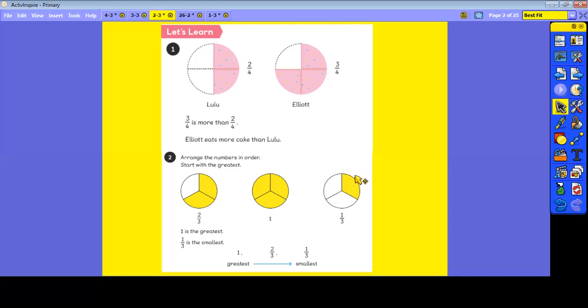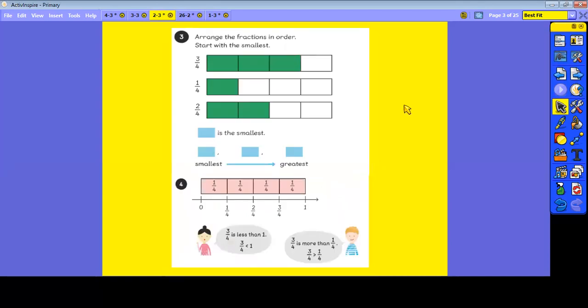And the smallest is here, 1 part out of 3 shaded. So if we were to write that in order from greatest to smallest, we would start with 1, then we'd have our 2/3, and we'd finish with the smallest fraction, which is 1/3. Let's move on to part 3.